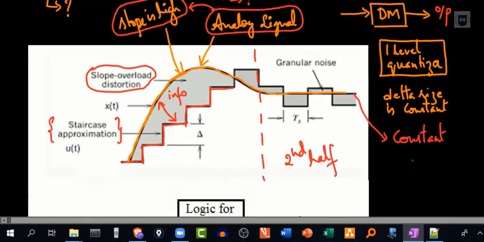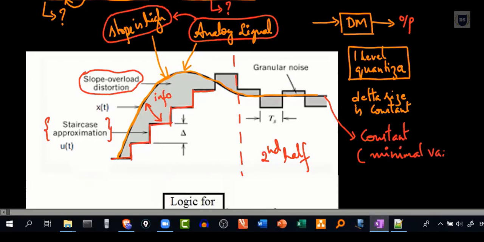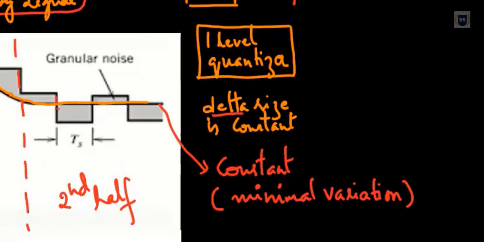Or even if there is some variation, I can think of those variations to be very minimal. So consider any analog signal that is associated with very minimal variation. Here we expect our delta to follow the same constant value, but because of the large delta size, we might end up missing the information content that is very minute. Hence it's called granular error.